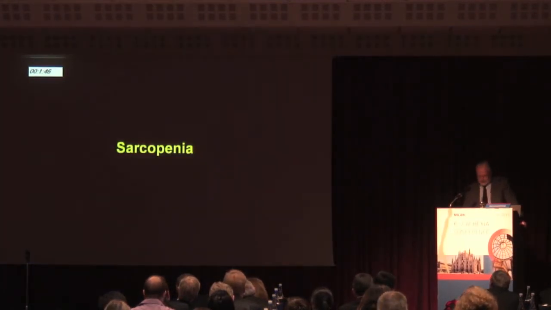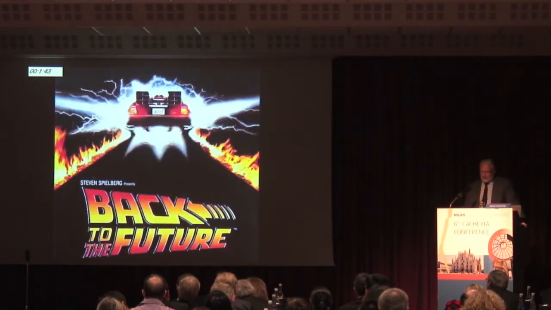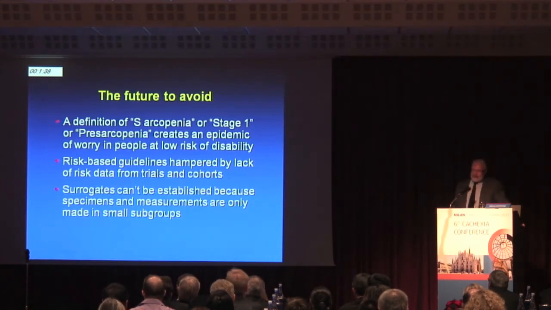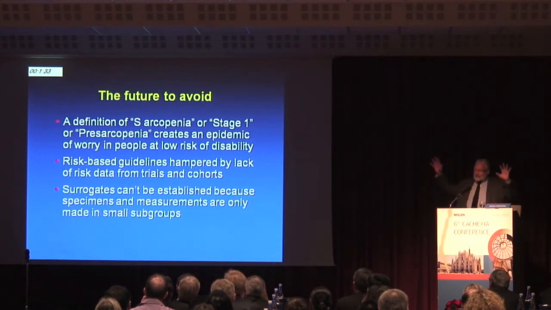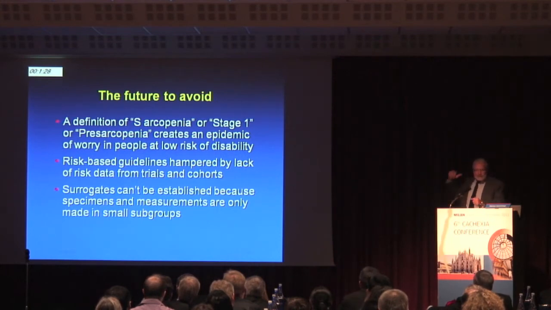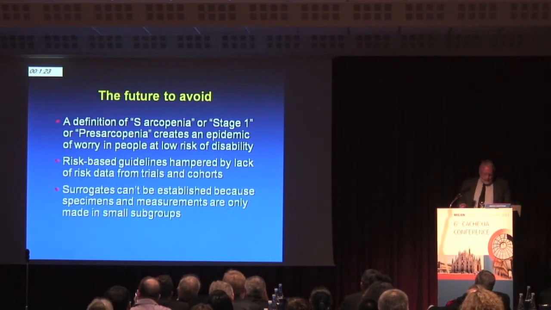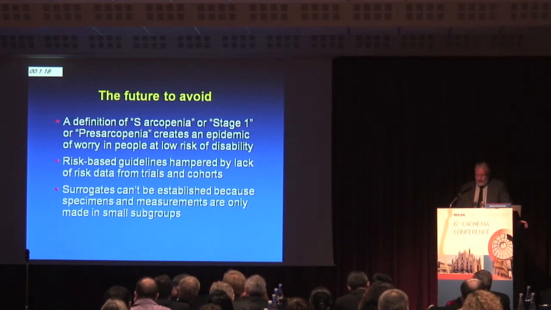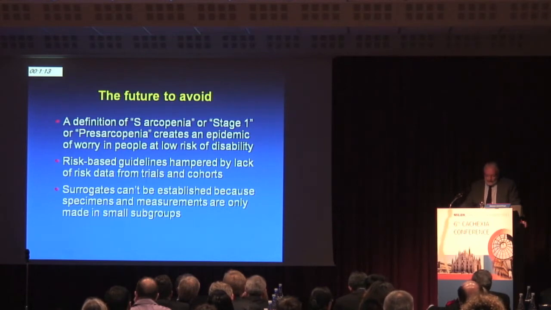Okay, so now to sarcopenia. And it's a little bit like going back to the future. The future that I'd like to see avoided is the definition of sarcopenia, or stage 1 sarcopenia, or pre-sarcopenia. I'll tell you that patients won't be able to distinguish between sarcopenia, pre-sarcopenia, stage 1 sarcopenia. They'll all consider it to be a diagnosis, and it may create an epidemic of worry in people who are at low risk of disability. That's my fear as people start making various definitions.